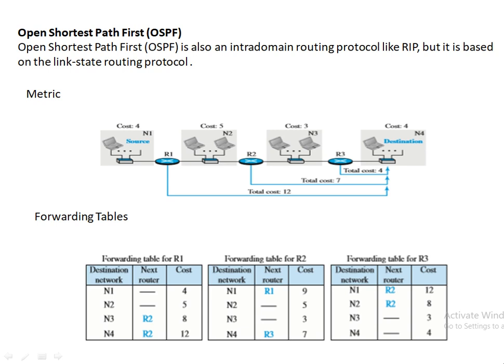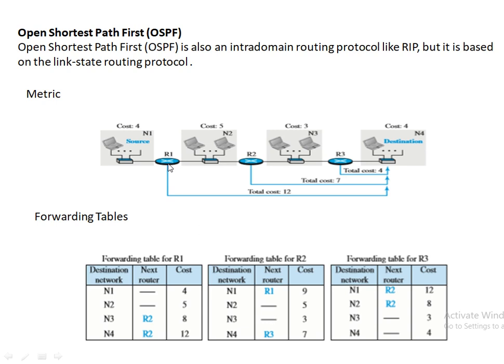In OSPF, each link will have its own weight. That weight might depend upon the throughput, round trip time, reliability, etc. You can see there on each network the cost has been given. Network 1 has a cost of 4, network 2 is 5, network 3 cost is 3, network 4 the cost is 4. So depending upon these costs, again the forwarding tables are created. Let us see how the forwarding tables are created depending upon this cost.